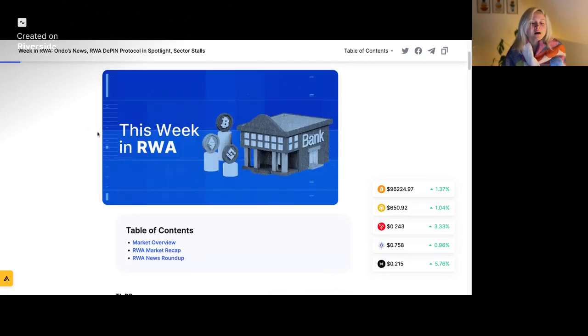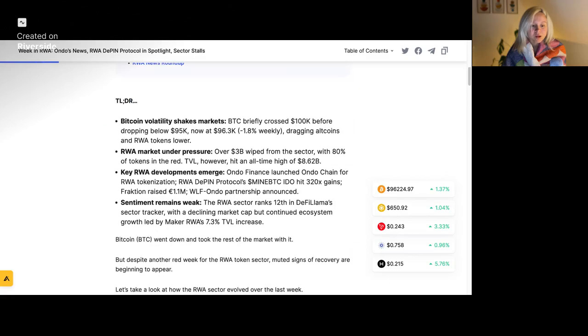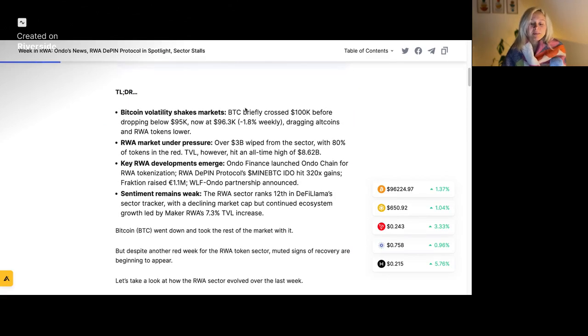So yeah, this week in RWA, Bitcoin volatility shakes the market. BTC briefly crossed 100k before dropping below 95k, now at 96.3k, minus 1.8% weekly, dragging altcoins and RWA tokens lower. RWA market under pressure, over 3 billion wiped from the sector, with 80% of tokens in red. TVL, however, hit an all-time high of 8.62 billion.